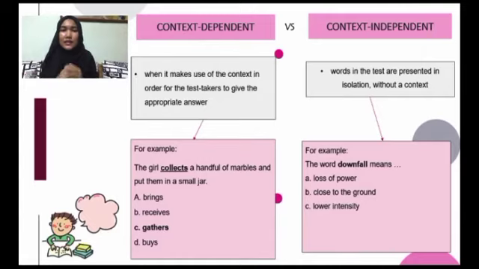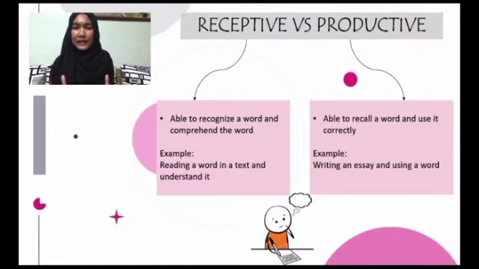Thus, this dimension has more to do with the need to engage with context to derive a meaning than simply how the word is presented. Now, let's move on to receptive versus productive. Receptive vocabulary is the vocabulary needed to comprehend. For example, when you are reading a word in a text, you can understand it. That means you are able to recognize the word, comprehend it, and retrieve its meaning.